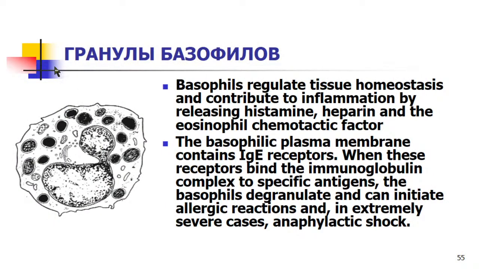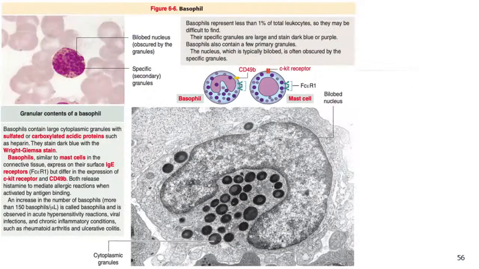Basophils regulate tissue homeostasis and contribute to inflammation by releasing histamine, heparin, and eosinophil chemotactic factor. The basophil plasma membrane contains immunoglobulin E receptors. When these receptors bind the immunoglobulin complex with a specific antigen, the basophils degranulate and activate the allergic reaction. In an extremely severe case, anaphylactic shock. We have seen classical basophils here, but we do not have time to discuss more properly.